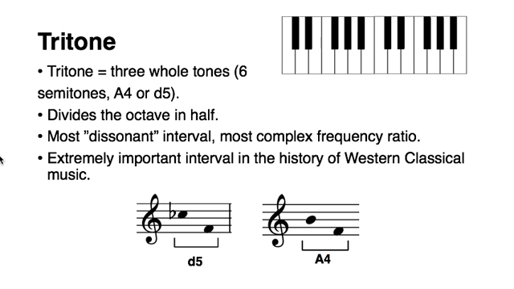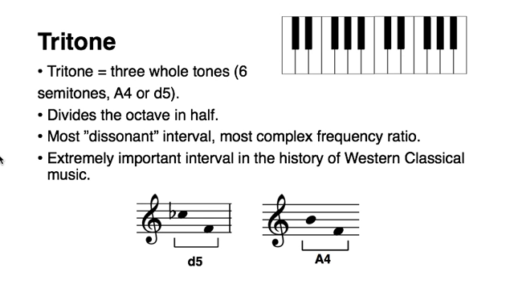It is a very special interval and stands out among all of the intervals for a variety of reasons. One of them is that it divides the octave exactly in half, right? So the octave has 12 semitones, so 6 semitones is the division in half, and what we have is a tritone.